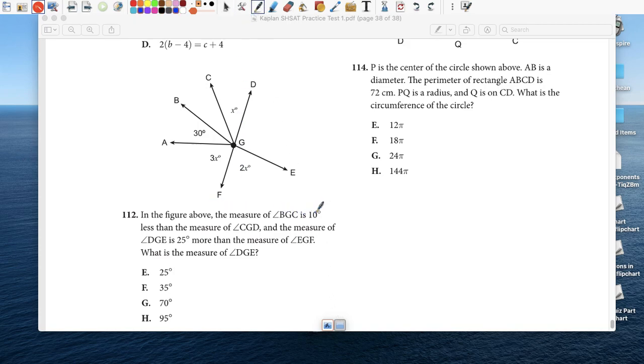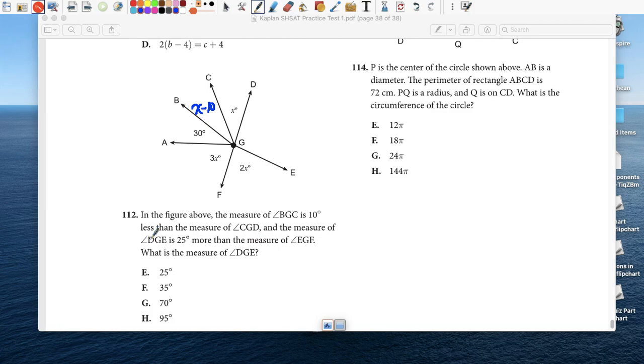BGC is 10 less than CGD. Where's CGD? Okay, 10 less than CGD. So here's CGD, where my pen is going around in circles. And so BGC is 10 less. So whatever X is, this guy is going to be X minus 10.